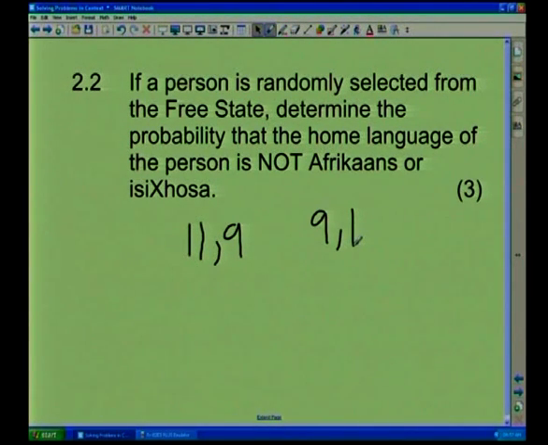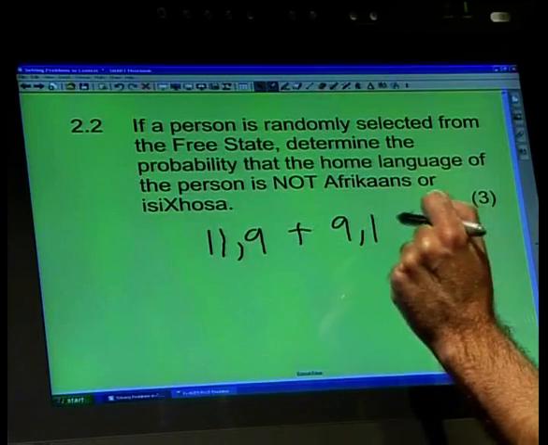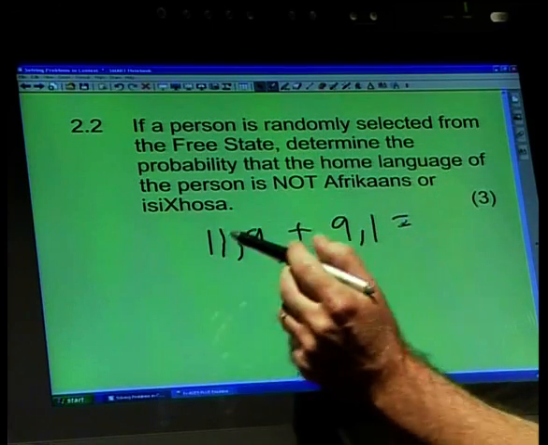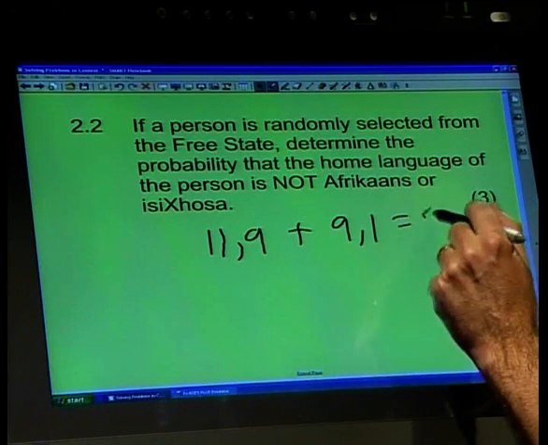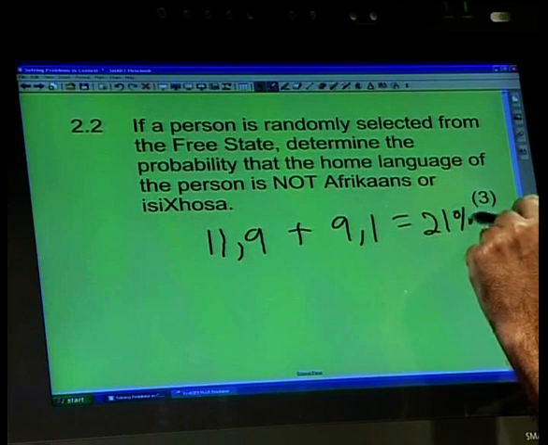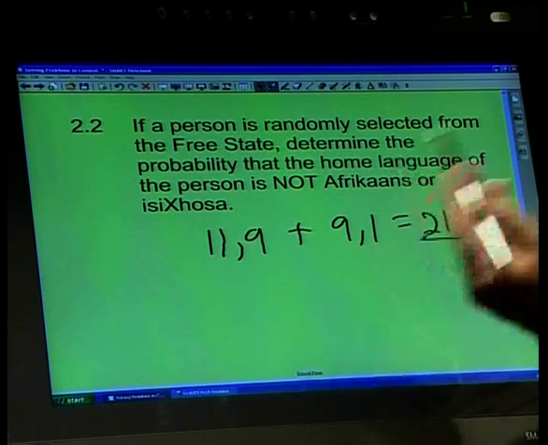So here we want to find out what percentage of people would not speak one of those two languages. So adding up these two values, we can just add this up in our head quickly, but if you're not sure, use your calculator. This gives us a total of 21%. That means 21% of the population speak those two languages.